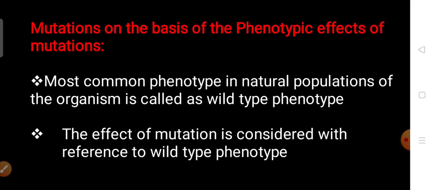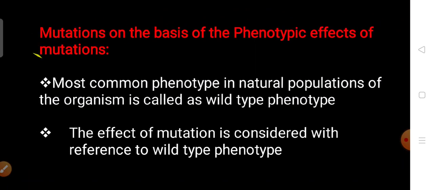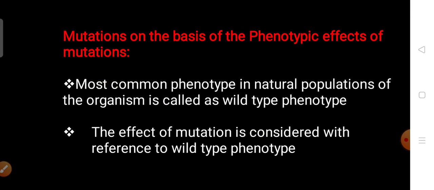Now, on the basis of effect on phenotype, or the molecular basis of mutation, the most common phenotype in a natural population of the organism is called the wild type phenotype. Whatever occurs naturally, the naturally occurring microorganisms, are called wild type phenotype.